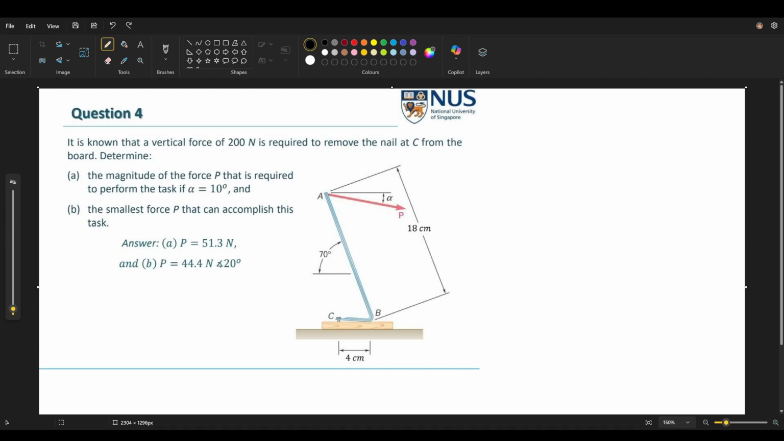Right, question 4. We know that a vertical force of 200 Newtons is required to remove the nail at C. What is the P required if alpha is 10? So I now know that alpha is 10. And I know that in order to remove the nail, I need to exert a force of 200 Newtons upwards, okay? So with that, my reaction force is basically this side, 200 Newtons. Okay, maybe I don't cover the 400. I mean the 4 cm.